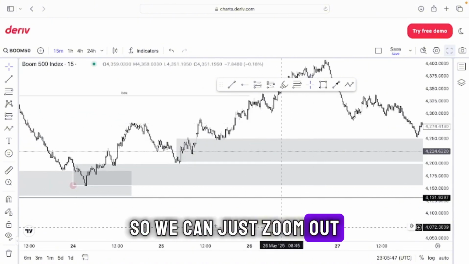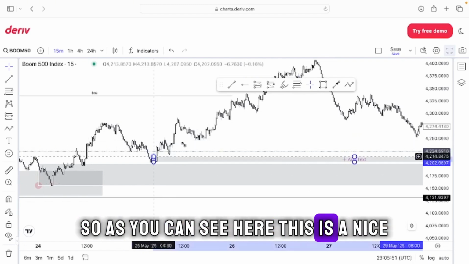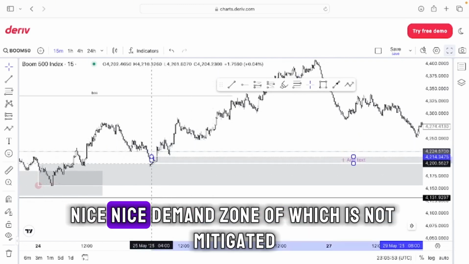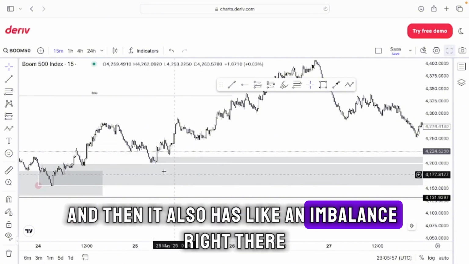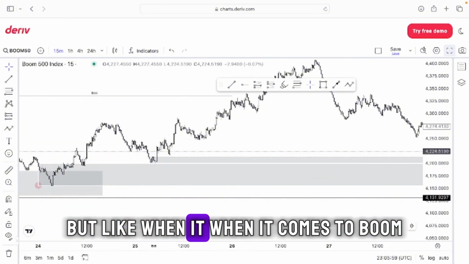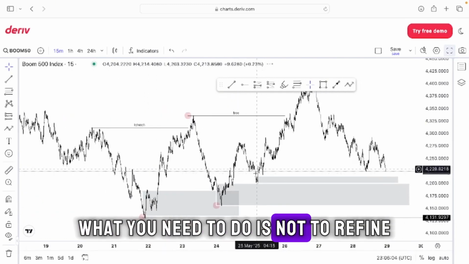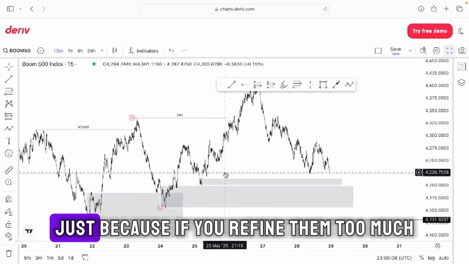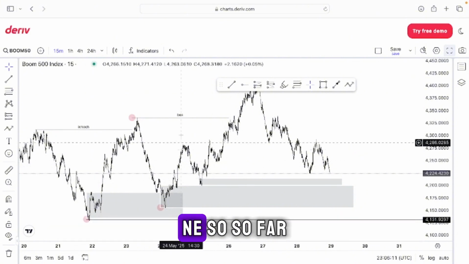So we can just zoom out and try and see what's going on. As you can see here, this is a nice demand zone, which is not mitigated, and it also has an imbalance right there. But when it comes to Boom and Crash, guys, what you need to do is not refine your zones too much, because if you refine them too much, you're going to miss out on good entries.